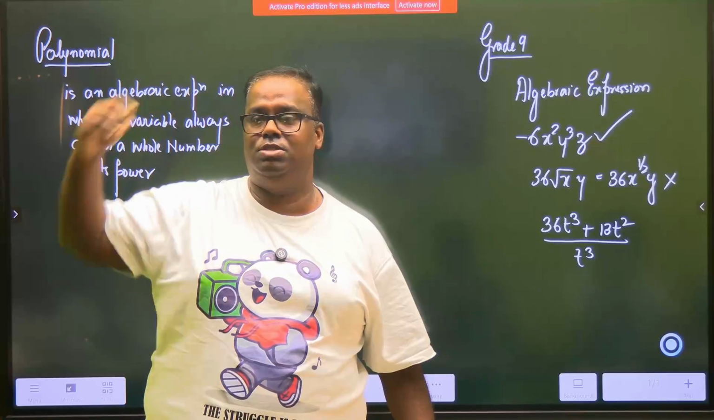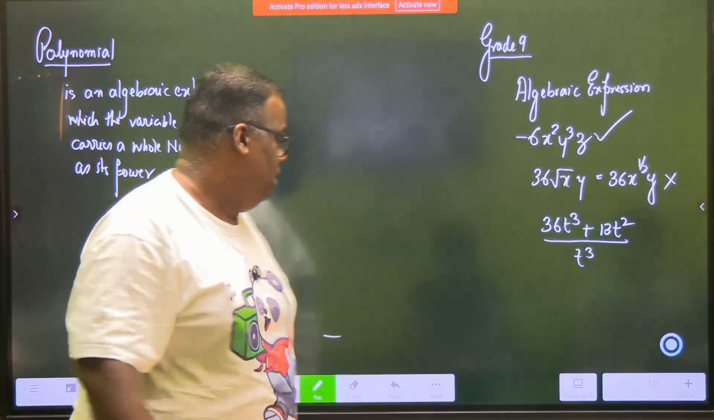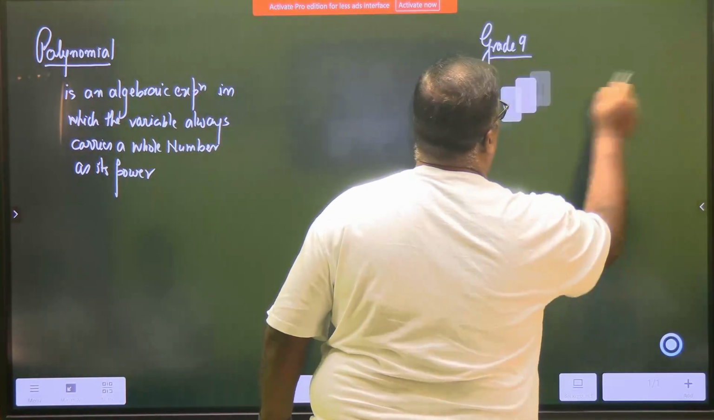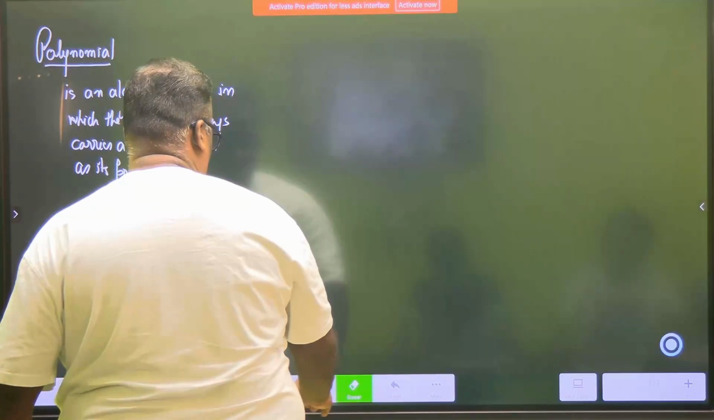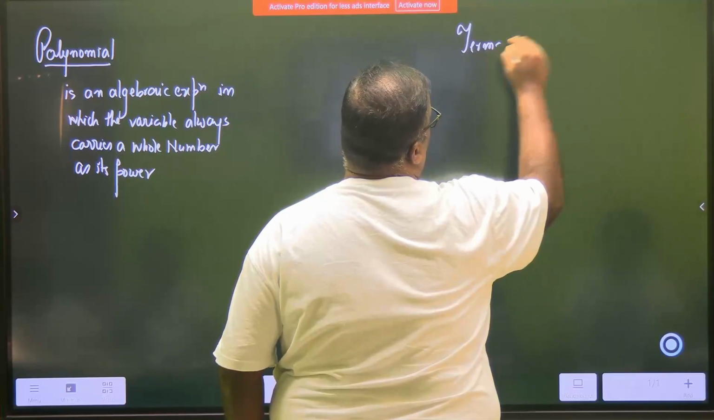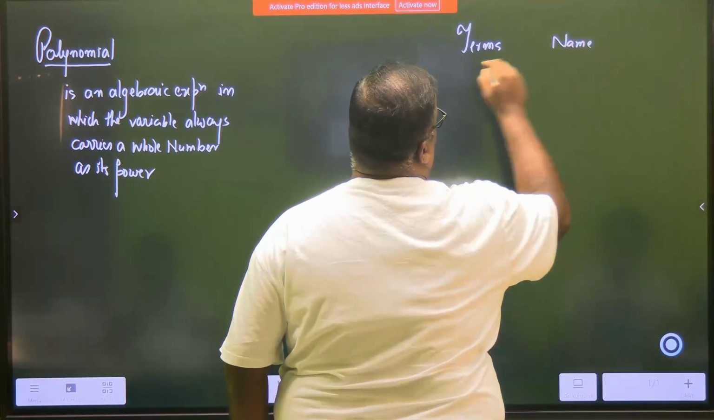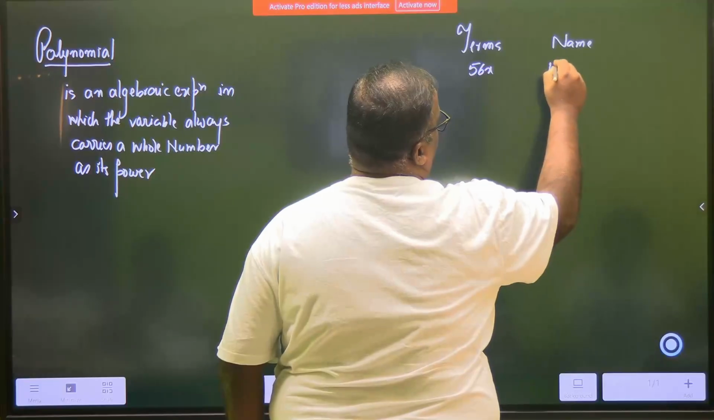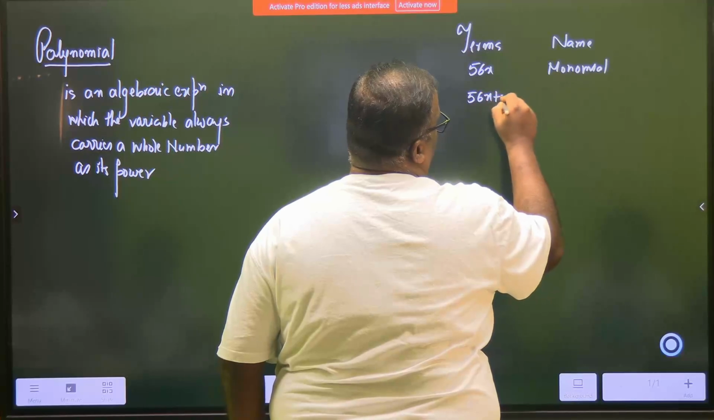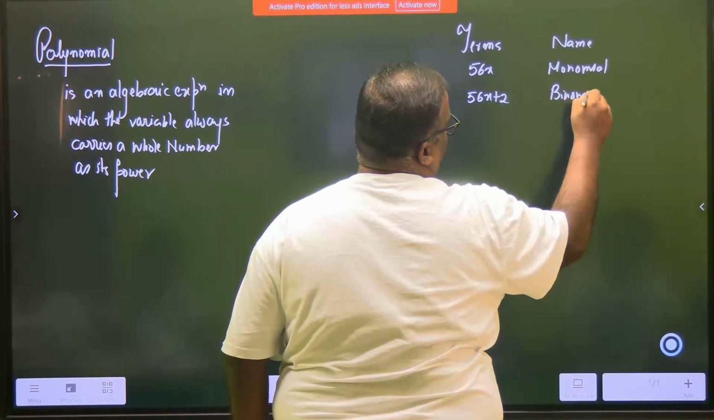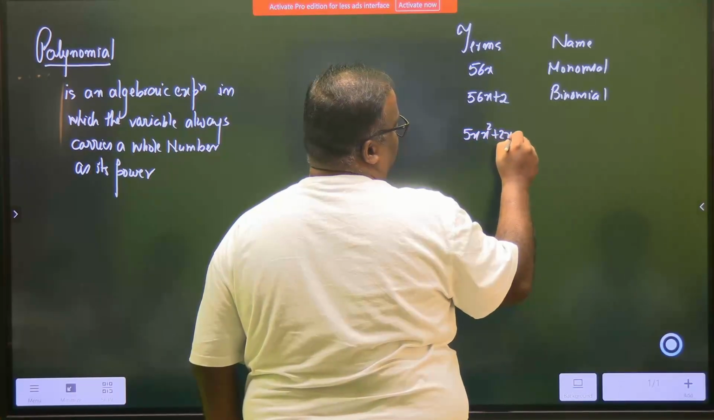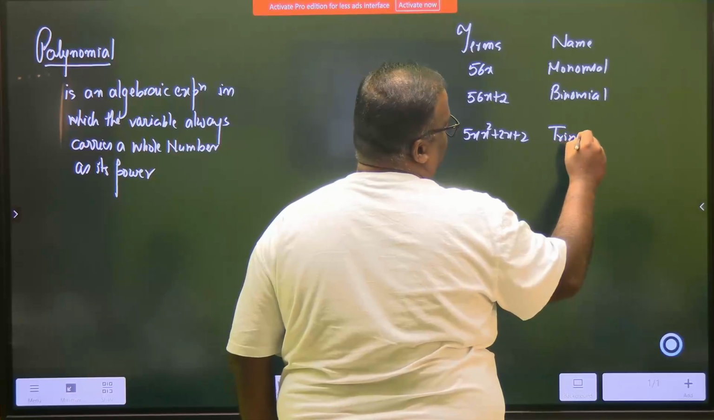Can I go ahead from this particular topic if this is understood? Right? Polynomials are those algebraic expressions in which the power of the variable will always be a whole number. Now, based on that, if I look by number of terms and by name, say for example, I have 56x. I call this a monomial. I have 56x plus 2. I will call this a binomial. Now I have 56x square plus 2x plus 2. I call this a trinomial. By now you have understood.